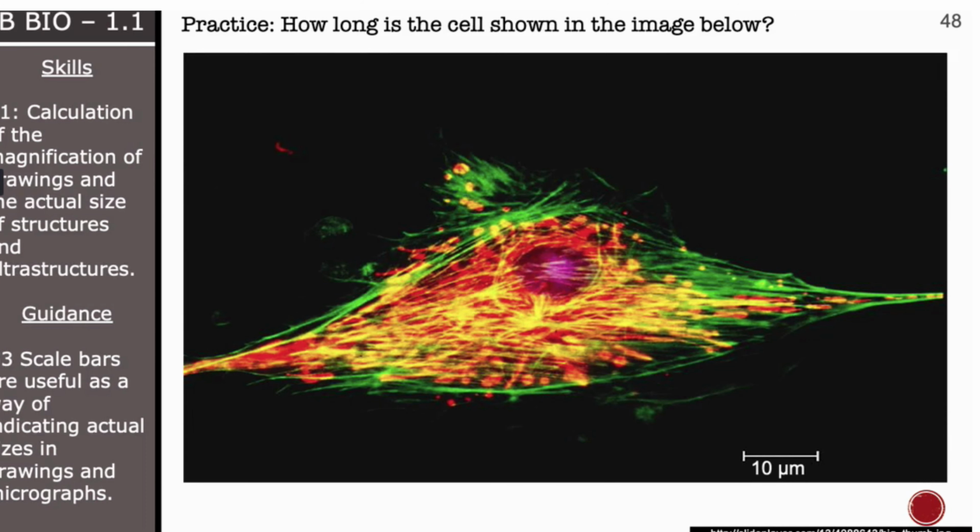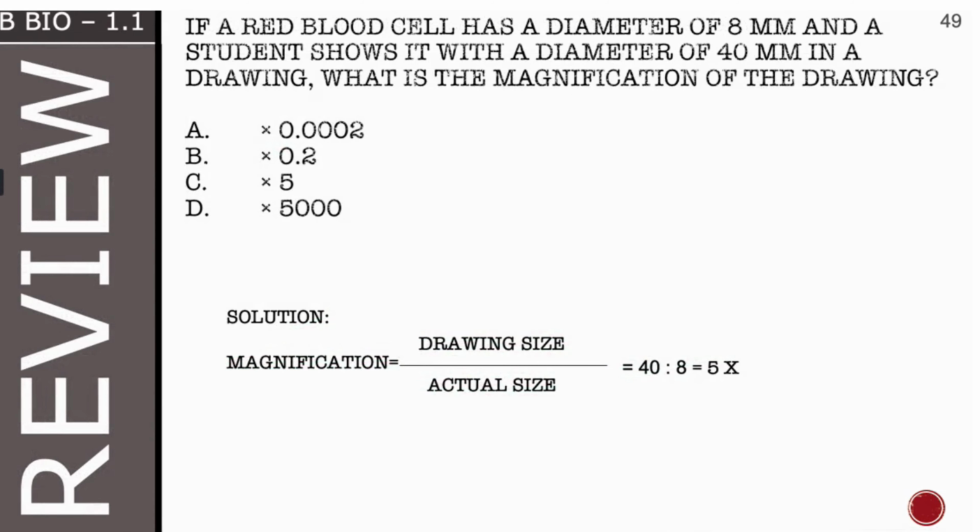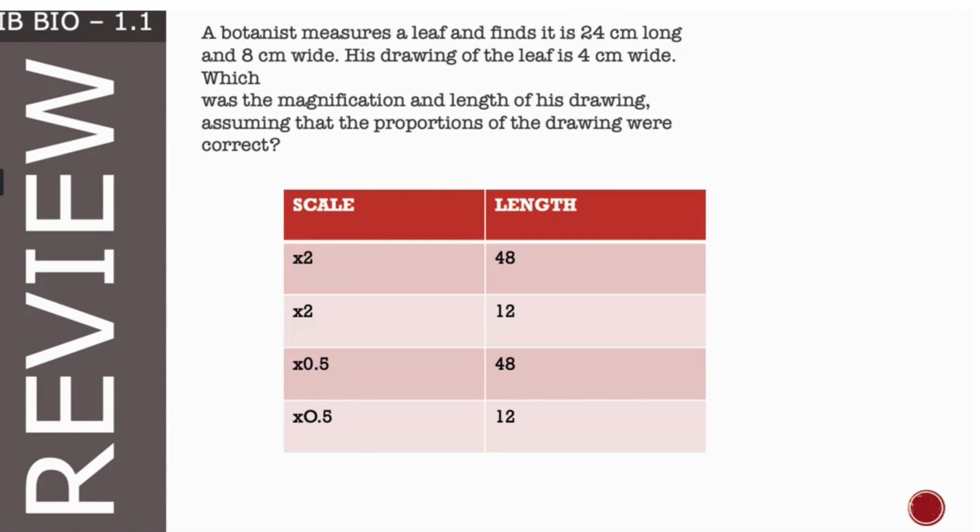How long is the cell shown in the image below? You can find it here as well. Now we've got some problems to do. If a red blood cell has a diameter of 8 millimeters and a student shows it with a diameter of 40 millimeters in a drawing, what is the magnification? How are we going to find it? We take the drawing size, 40 millimeters, and divide it by the actual size, 8 millimeters, and we find that it was magnified by 5 times.